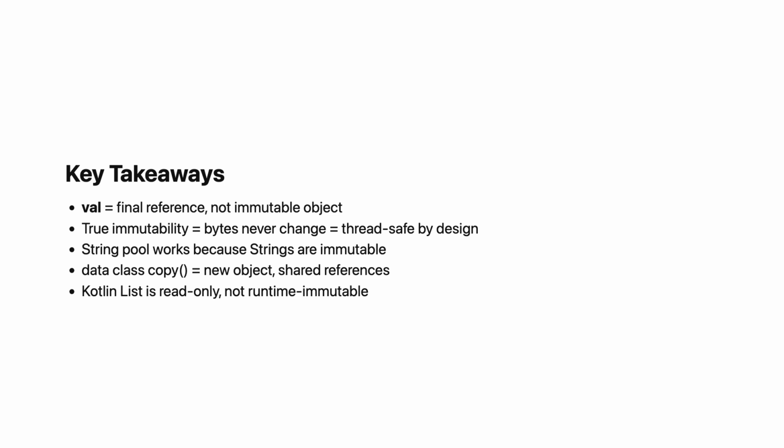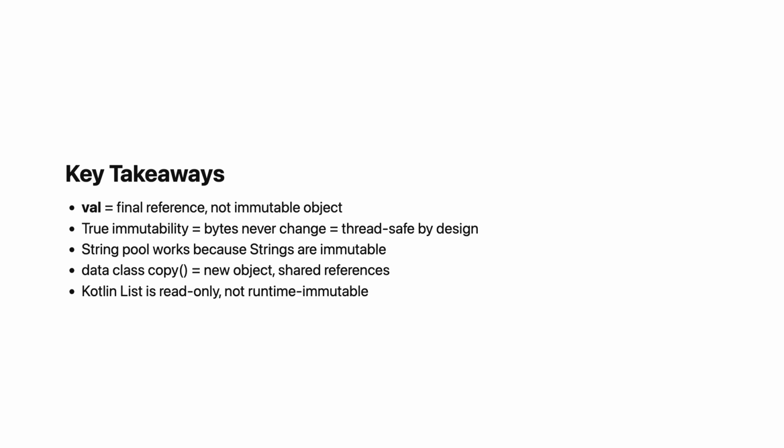Let us review what we covered. Val makes a reference final but does not make the object immutable. True immutability means the bytes in memory never change, which eliminates data races entirely. The JVM exploits this with the string pool. Copy on write gives you immutability semantics with manageable cost. Data class copy creates new objects with shared references.